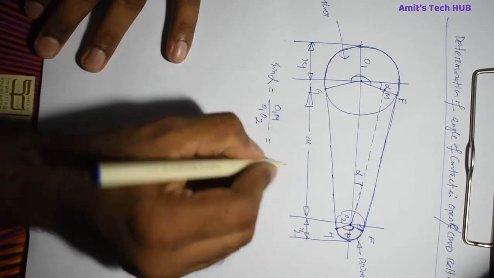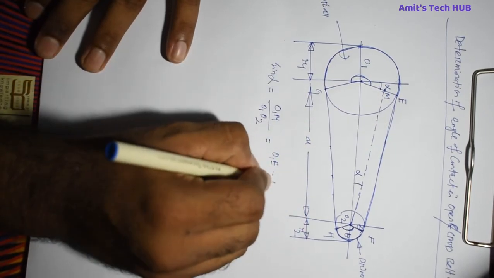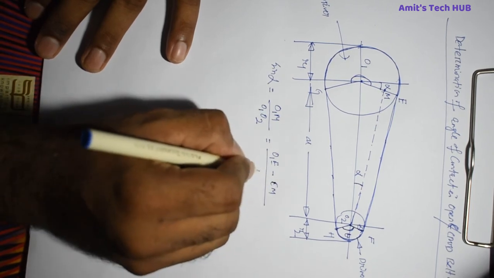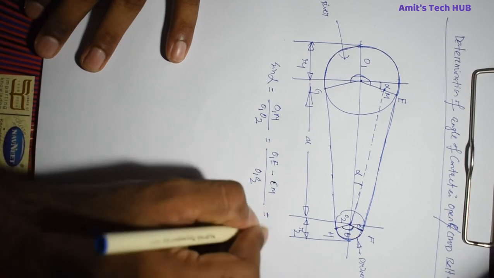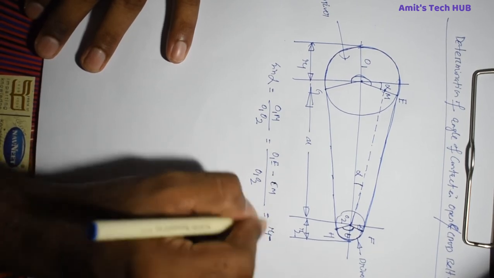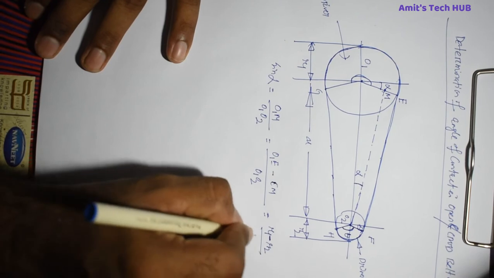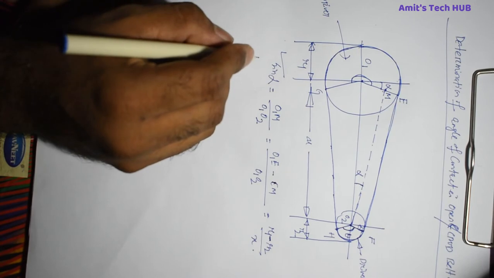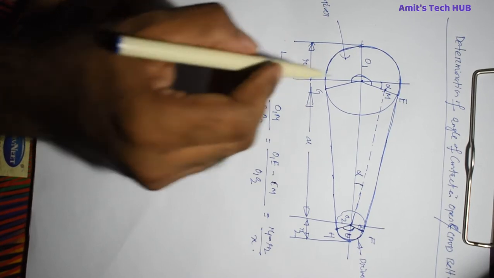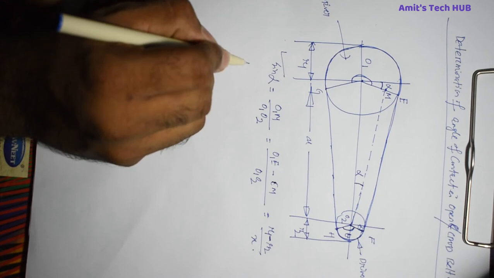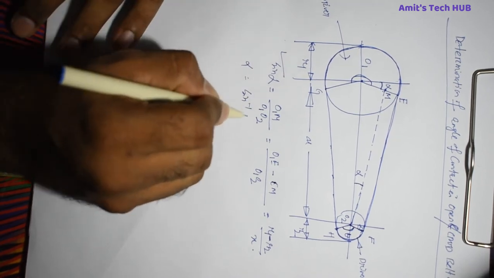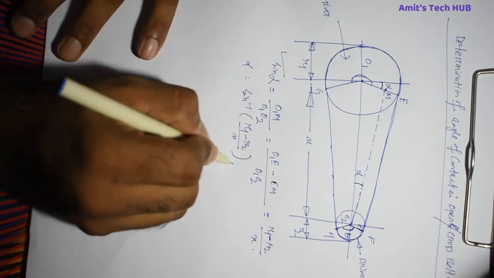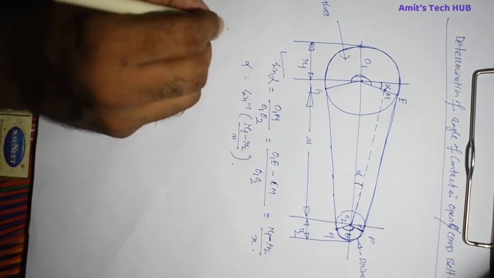So O1M is equal to O1E minus EM, divided by O1O2. O1E is equal to R1 and EM is equal to R2, so sine alpha is equal to (R1 minus R2) by X. So we can find the angle alpha: alpha is equal to sine inverse of (R1 minus R2) by X. Yes or no?